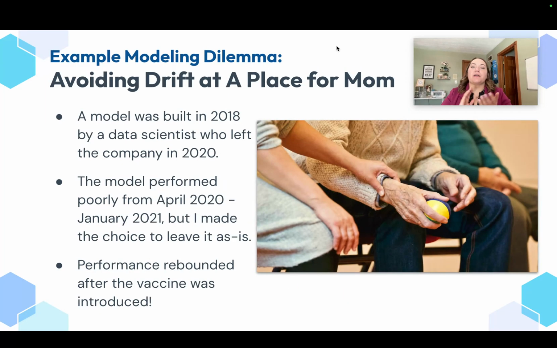So I started working for A Place for Mom in 2020. This is a company that helps place the elderly into nursing homes and senior living facilities. The person who had my job before me built the model in 2018, and he left in 2020. So I get hired in 2020, I come in to take over his model, and obviously, because of COVID, the model starts degrading. The performance starts getting pretty poor.